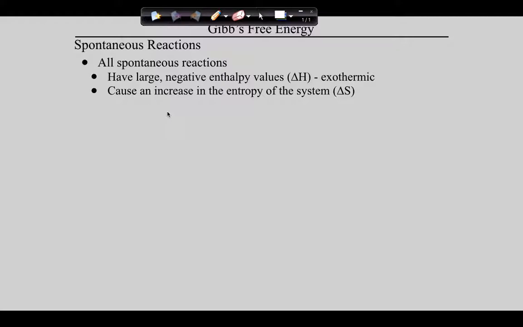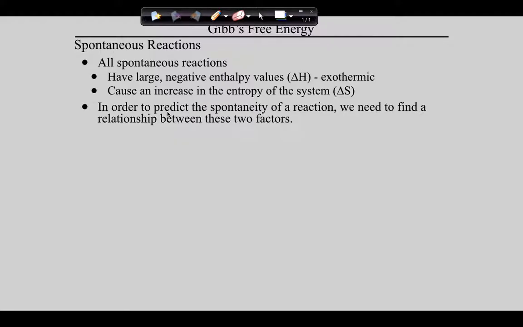And guys, if we've got a reaction that increases entropy and releases heat, that thing's going to be spontaneous. And if we've got a process that takes in heat and decreases entropy, that thing is not going to be spontaneous. But what if they're in tension? Well, guys, in order to resolve the tension, we need a factor. We need a relationship that brings together enthalpy and entropy. And guys, that thing has a name. That factor has a name. It's called Gibbs free energy.